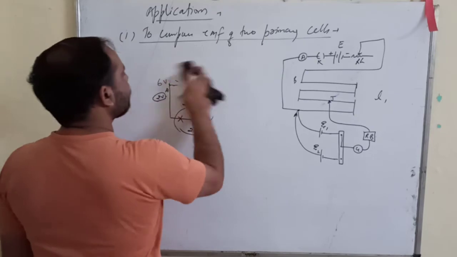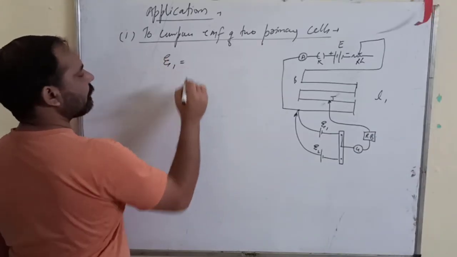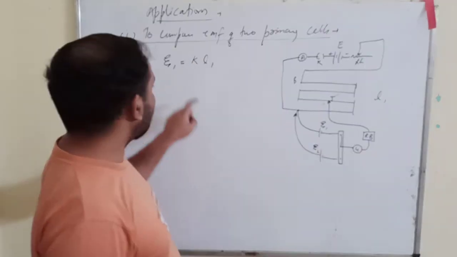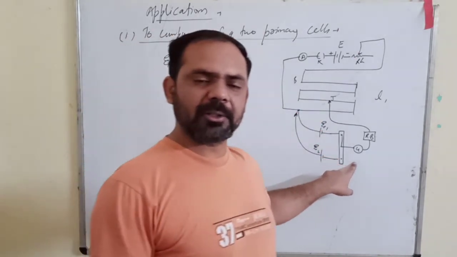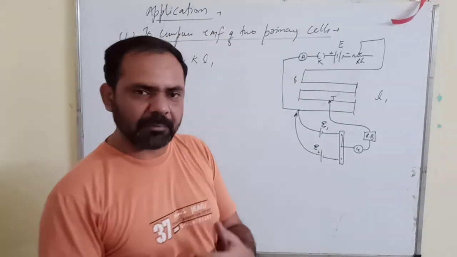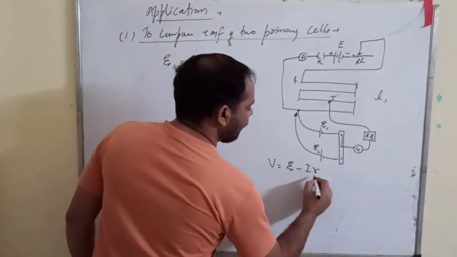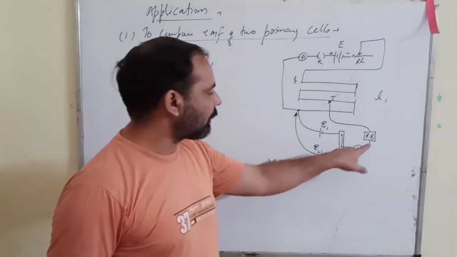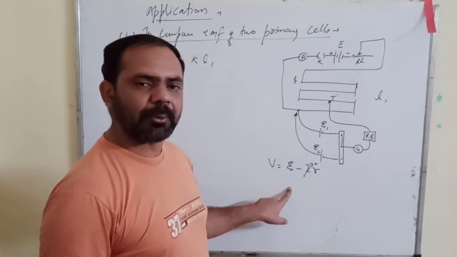Then what is your EMF 1? This is equal to KL1, because at this point when no current is flowing through the circuit, the terminal potential difference becomes the EMF. When no current is flowing through the circuit, your terminal potential difference V is equal to E minus Ir. If I is 0, then V becomes equal to E. Since no current is flowing through this circuit, this cell's V is equal to its EMF.